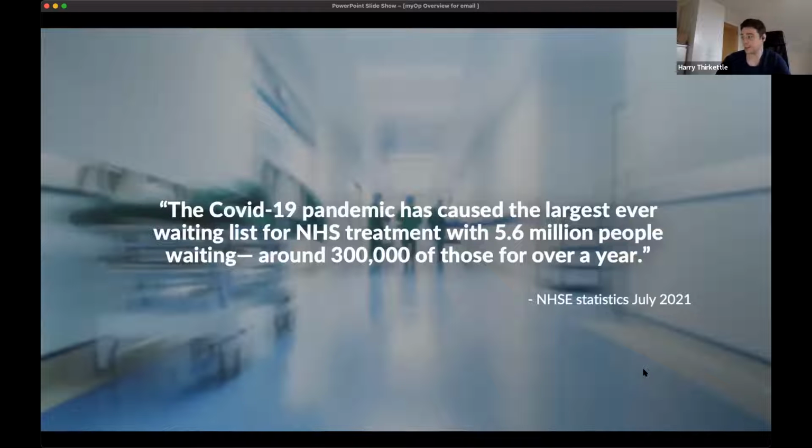Very quick update. Obviously, this app couldn't have come along at a better time. We know the NHS is really struggling, particularly around elective care at the moment, with lots of people waiting for operations, and everything that we can do to improve efficiency and reduce the chance of complications, which means that people can get out of hospital quicker, is really super important at the moment.